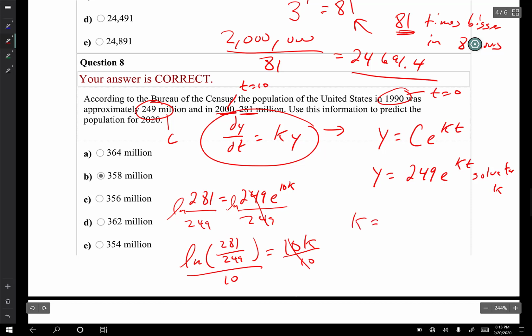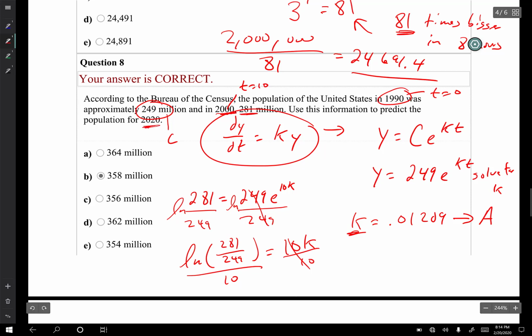And I'm going to divide by 10 and store that. So I got k equals, let me see what I got. ln of 281 divided by 249, close, and I'm going to divide that by 10, and I got k equal to 0.01209. I'm storing that to a. So now every time you see an a, that's that k value that I stored. Done. Okay, so now I'm going to go ahead and solve for when the population is 2020.